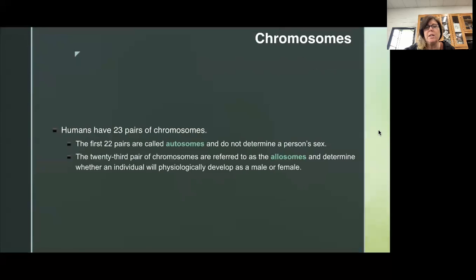Like I said, the first 22 pairs are called the autosomes. They do not determine a person's sex. The 23rd pair of chromosomes are referred to as allosomes or sex chromosomes, and they determine which individual will be physiologically male or female.